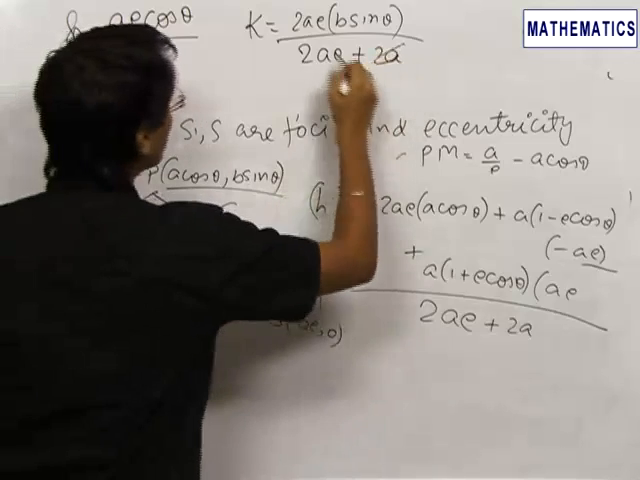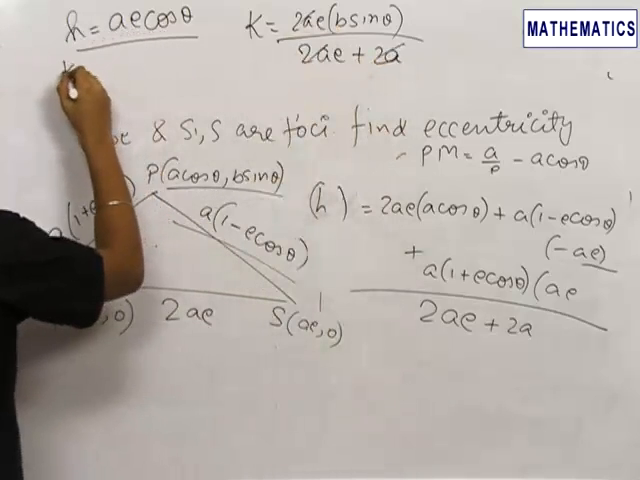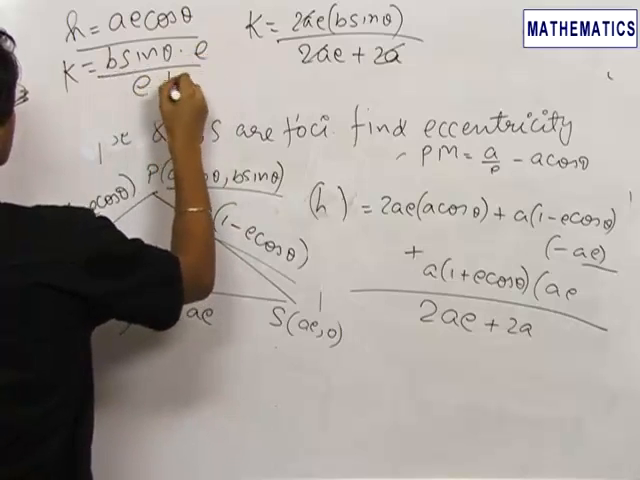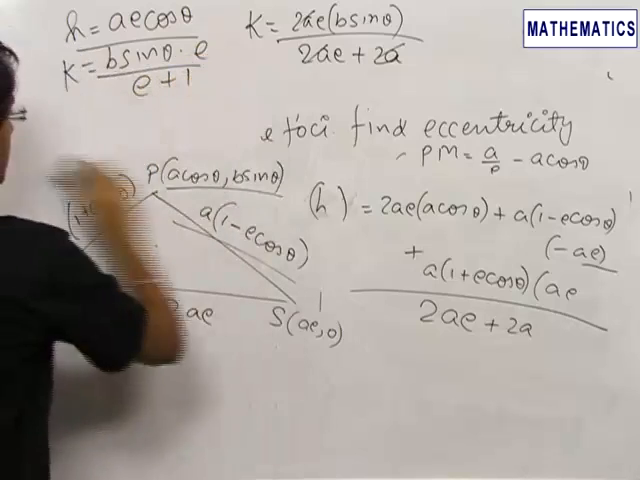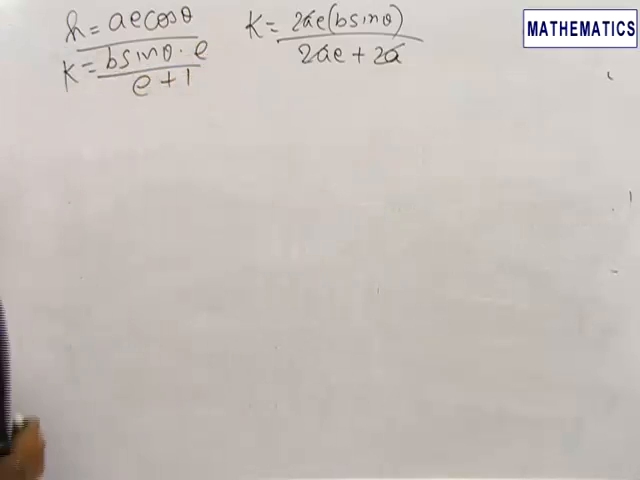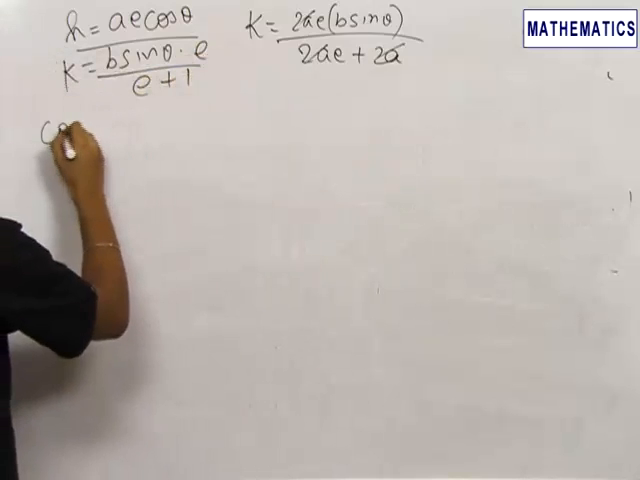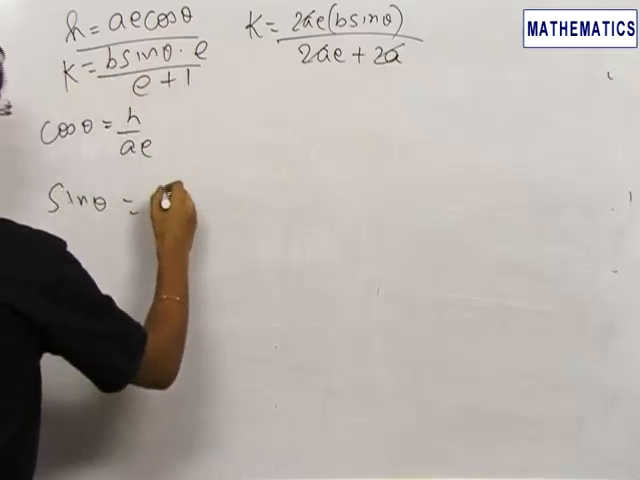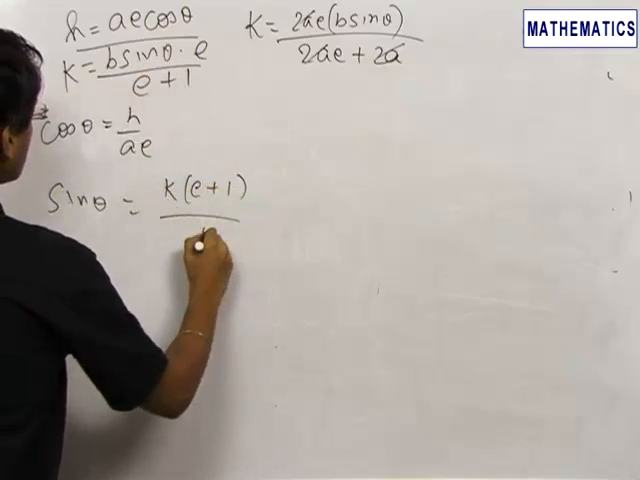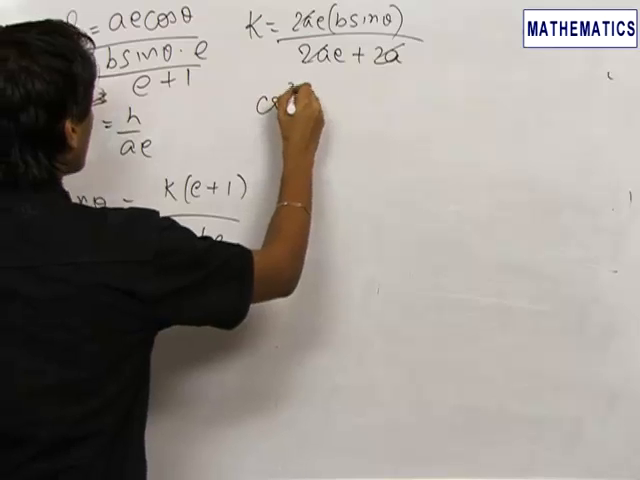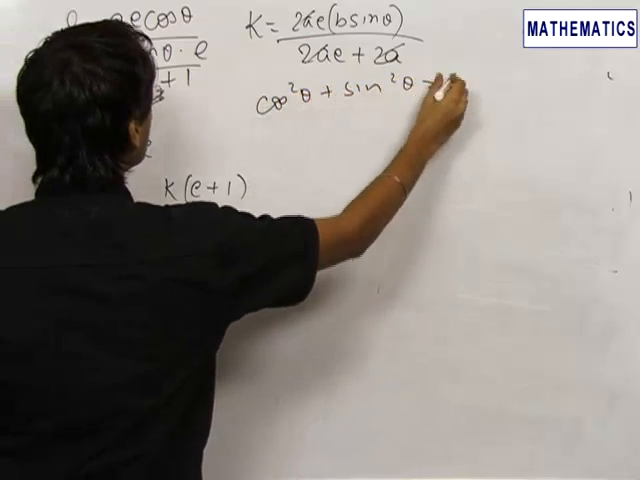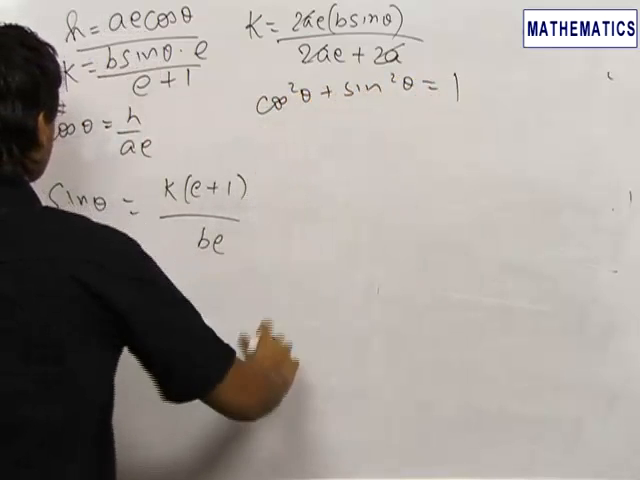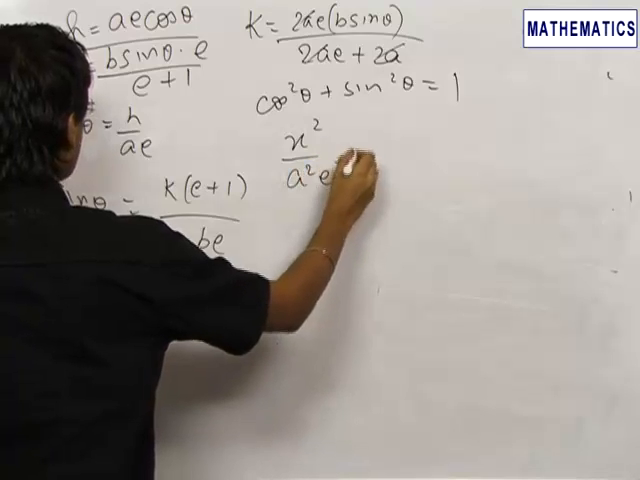So 2a gets cancelled, and we have k equal to b sin theta into e upon e plus 1. Hence now we have h, now we have k, so we can write cos theta equal to h upon ae and sin theta equal to k into (e plus 1) upon be, and using cos square theta plus sin square theta equal to 1, and putting the value of cos theta and sin theta in terms of h and k, we can get x square by a square e square.